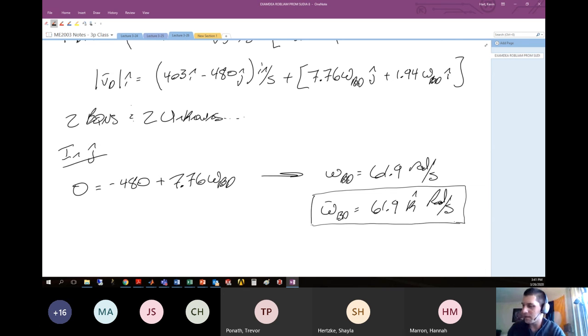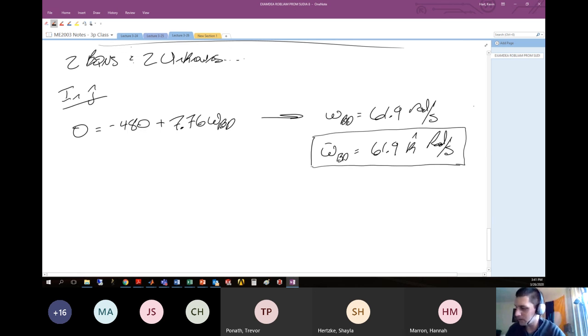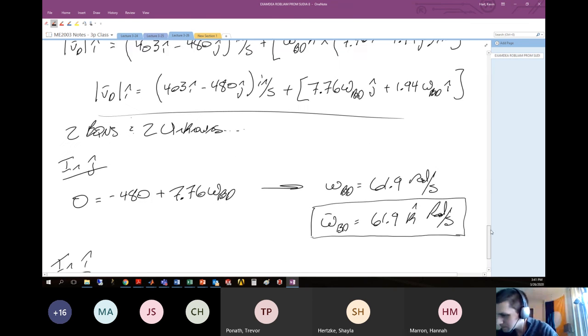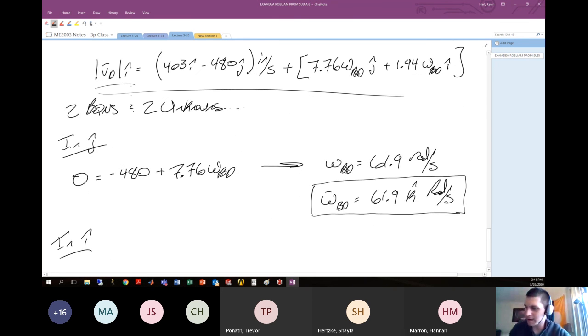And then the second part of my velocity equation up here, I'll look at I hat. So on my left-hand side here, I have the magnitude of the velocity of D.